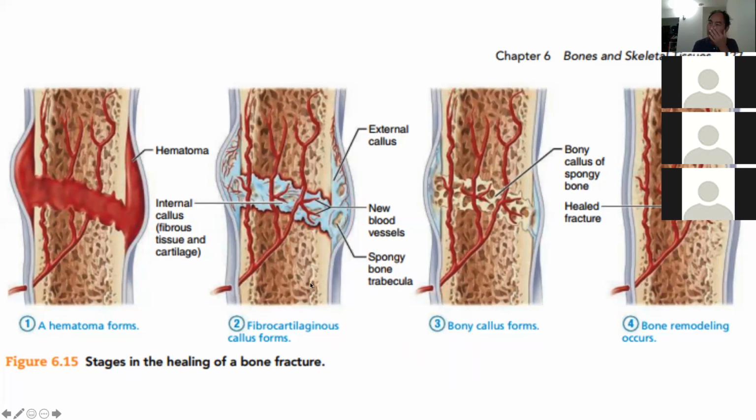And then the second stage is called fibrocartilaginous callus formation. Callus means new bone. And finally, the new bone osteoblasts will kick in. That is what we call bony callus formation. And finally, after many years, the bone will gradually change shape. That is what we call remodeling. So remodeling takes a long time.